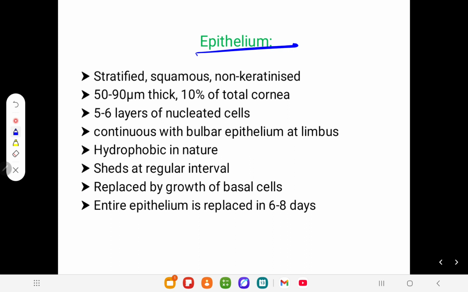Okay. Just note: stratified, squamous, non-keratinized. Just remember these three words. Just Google it, understand these words. It's very important. Okay. So basically it is 50 to 90 micrometers thick and 10% of the corneal thickness.